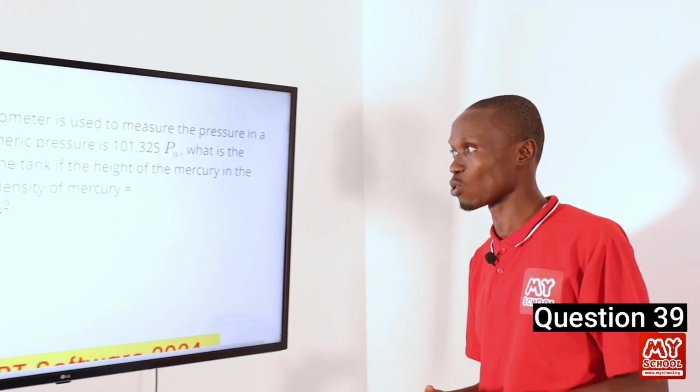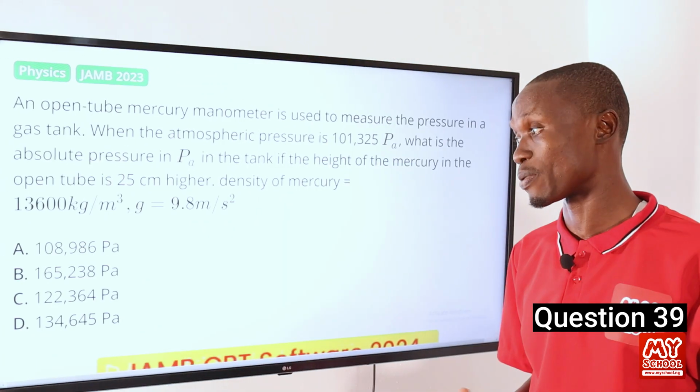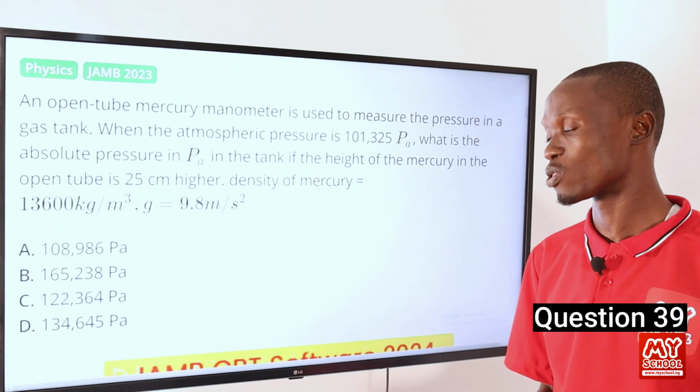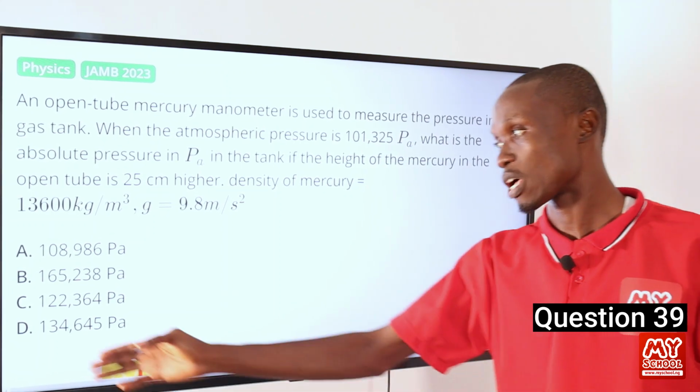Okay, so from our calculation, we got the absolute pressure to be equal to 134,645 Pascal. So that makes option D the correct option.